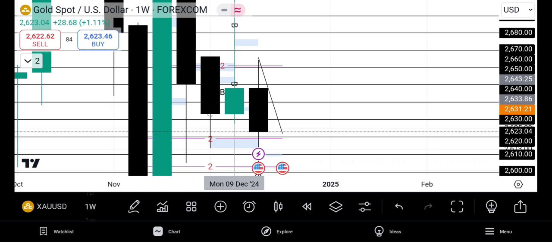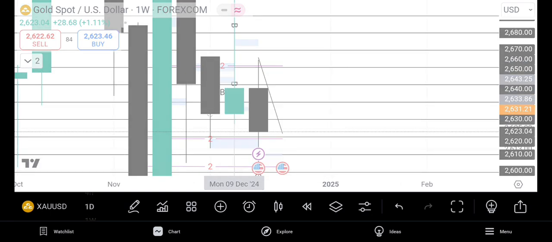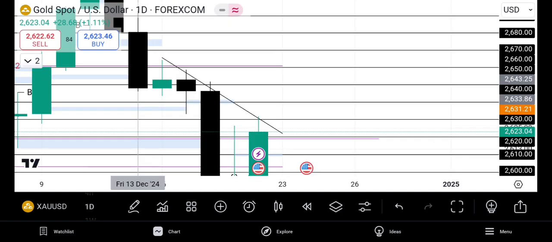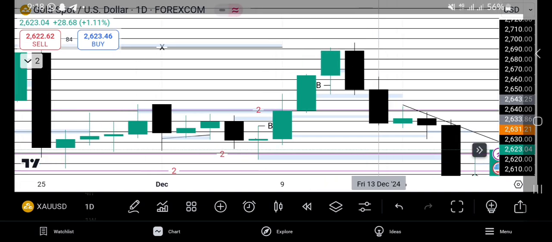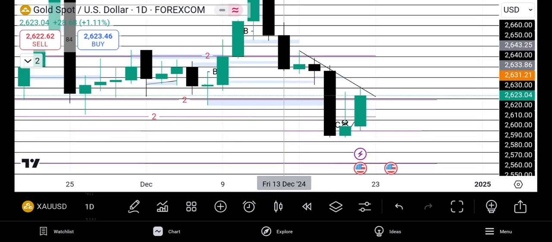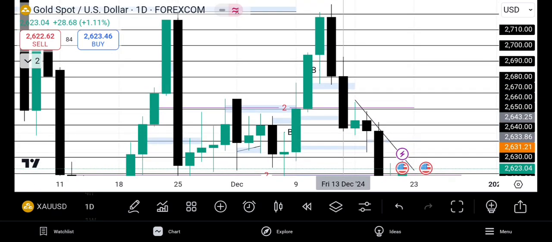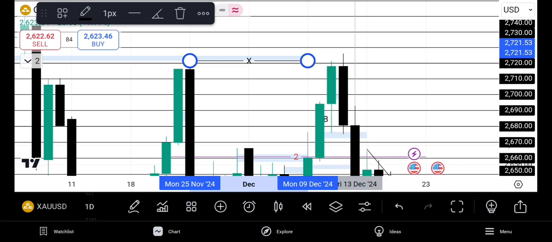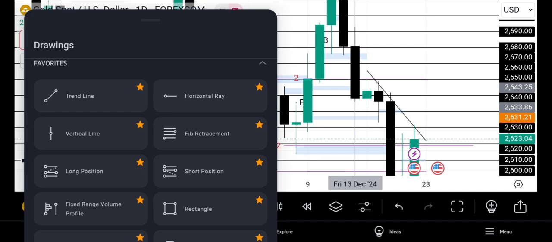So after looking at the weekly time frame, go down to the daily time frame. Market is so slow. So this is it. This is Friday. This is Thursday. This is Wednesday. This is Tuesday. And this is Monday. Now, this is exactly what I was saying. The market swept this high, mitigated this FVG, and stopped at this zone here.